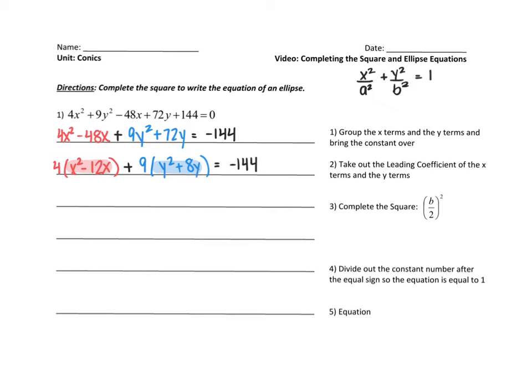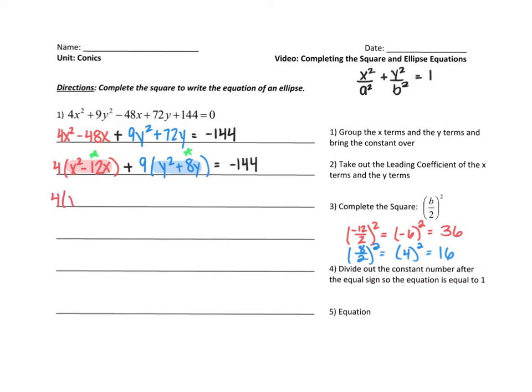So remember, your b value is the number next to the x. So in this case, negative 12, and in this case, 8. So if I'll use it over here, negative 12 divided by 2 squared gives me negative 6. Square that gives me 36. Then I take the 8 and halve it. 8 divided by 2 is 4, and 4 squared is 16. So those are the numbers that you're going to add to the left side.